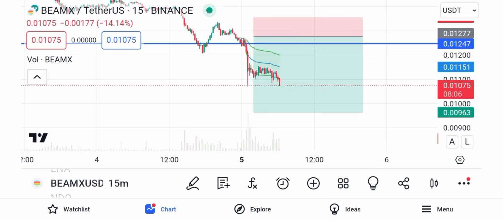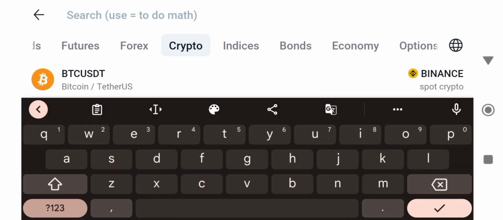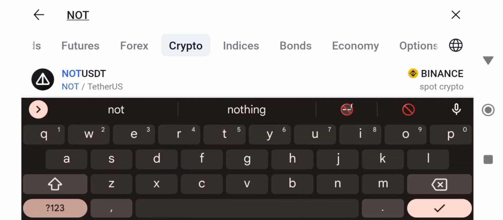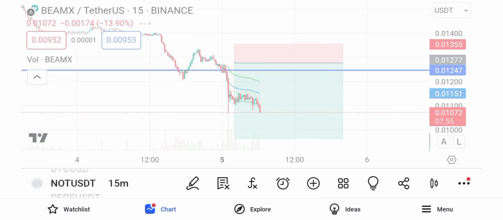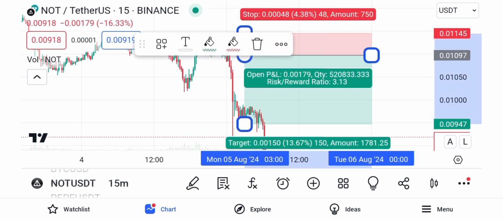Let me take you to another one. Another one that I took yesterday night was Notcoin. Boom! You can see this one has already passed the take profit. So I've already taken profit on this one. My percent here is 13%, and my stop loss was 4.3%. So you can actually see it for yourself.